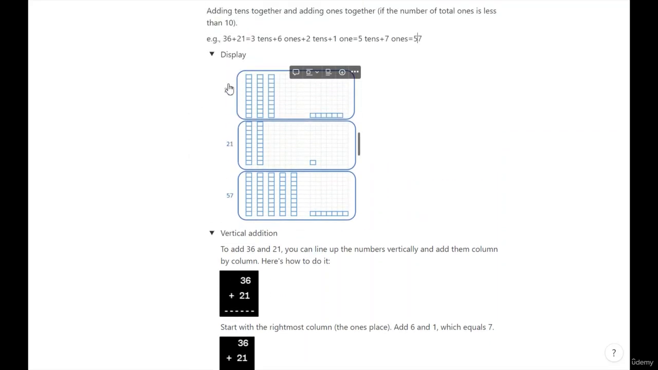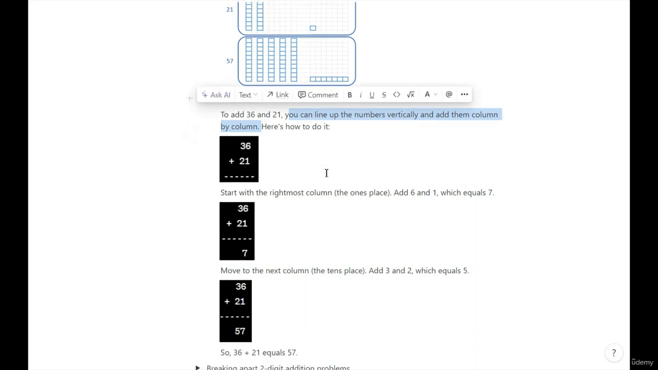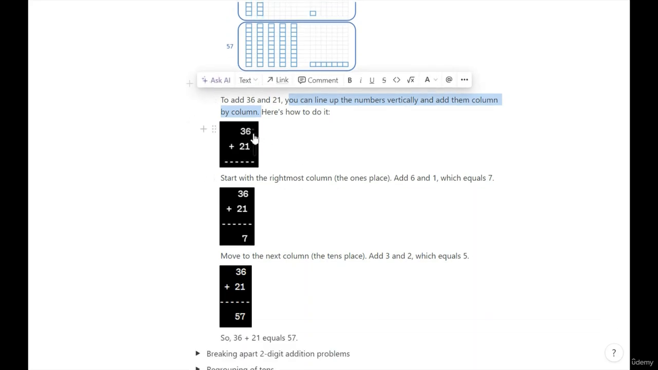So we also can use a method called vertical addition to do this. To add 36 and 21, you can line up the numbers vertically and add them column by column. Here's how to do it. First of all, line up the numbers vertically, and we will place a plus sign here. That means 36 plus 21, and we will have a dash line here because we will write the results below the dash line.